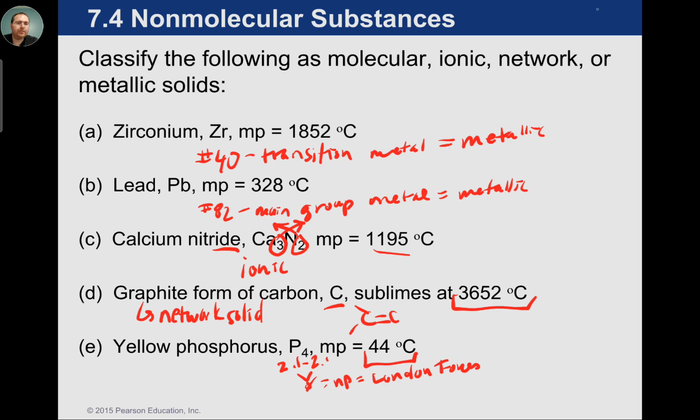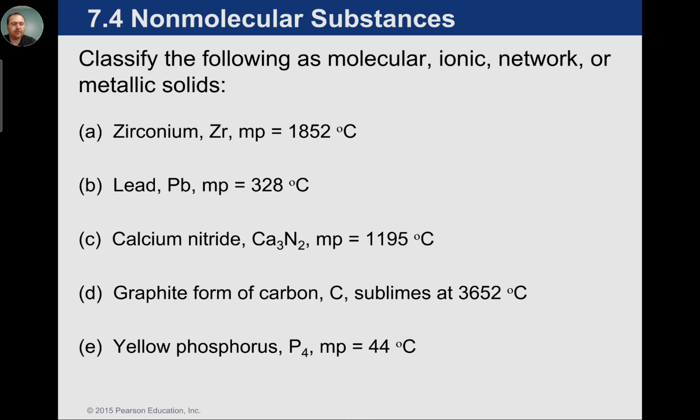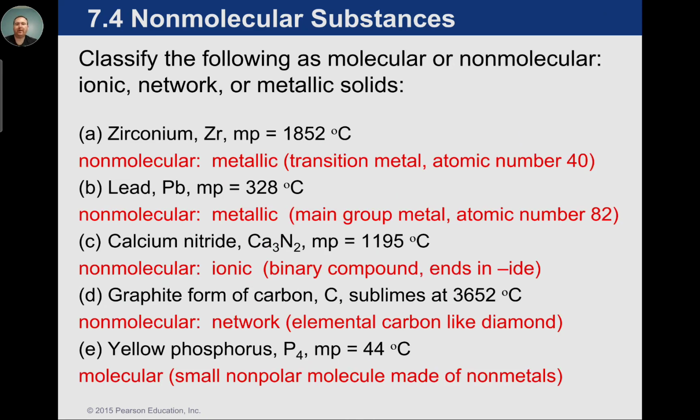So this is the kind of process you want to go through. Recognize suffixes, recognize nonmetals that are sharing in their electronegativities, recognize metals on the periodic table, and then recognize things like graphite, diamond, and quartz specifically as the 3 examples to look out for our network solids. And that finishes this chapter.